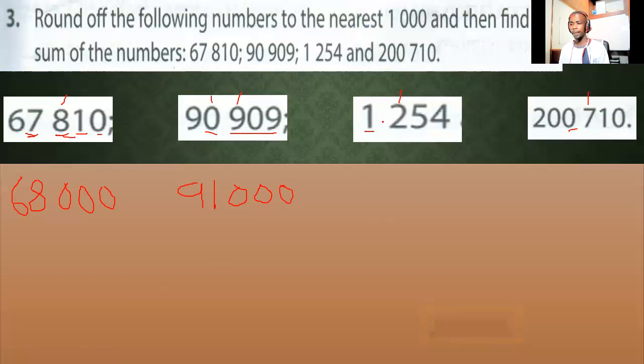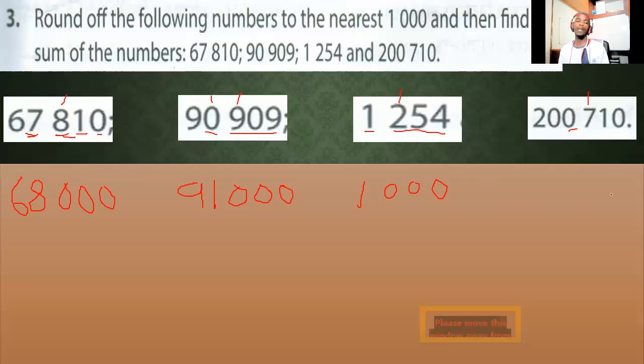Okay, this one we have got, on the hundreds, we've got 2. 2 is less than 5. So the 1,000 place value does not change. The number which is on the 1,000 place value does not change. What number do we have? 1. So 1 remains 1. So all these numbers, they change to become 0. We make them zeros. So our answer is 1,000.